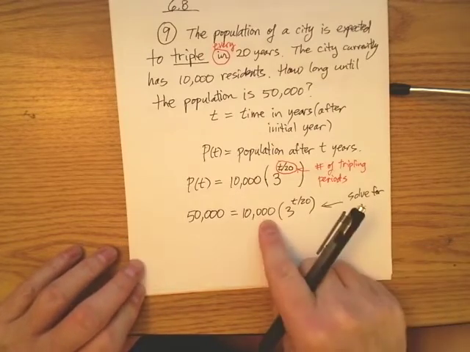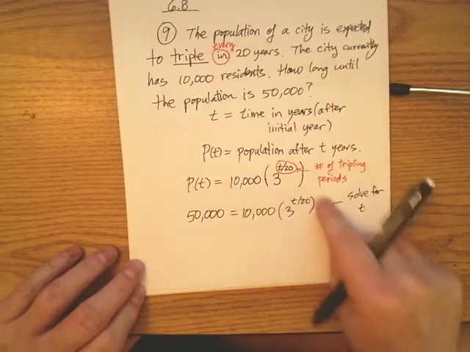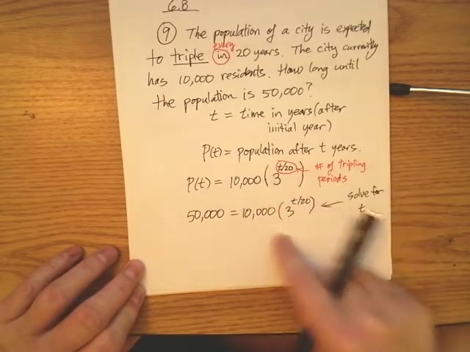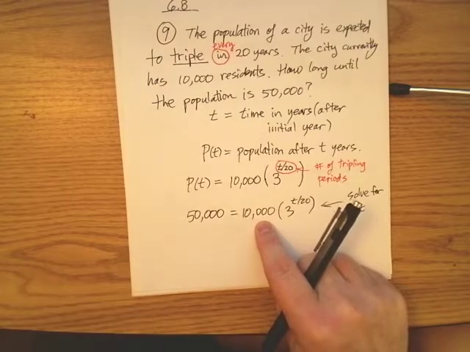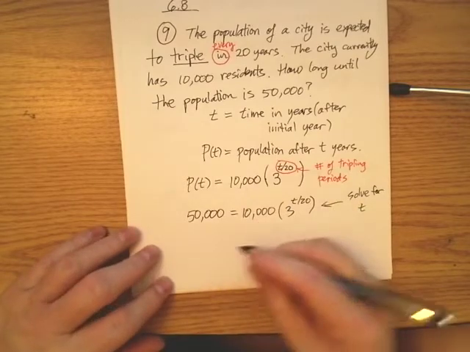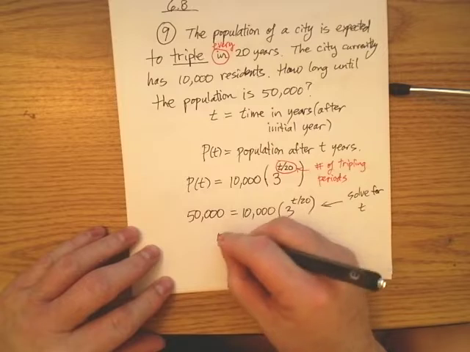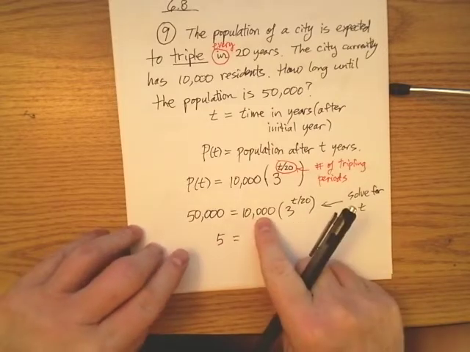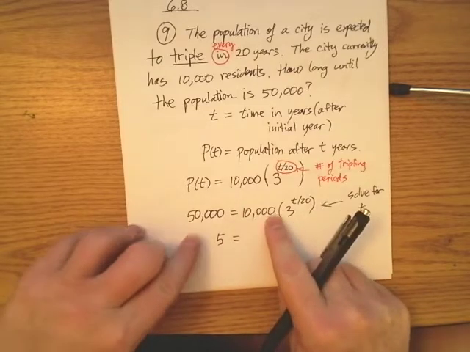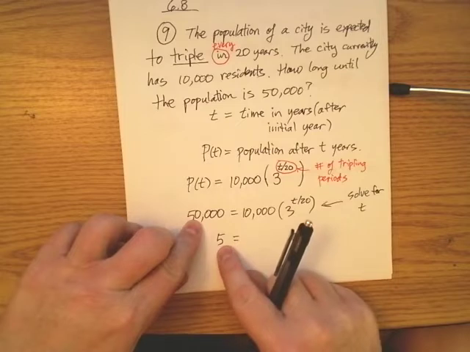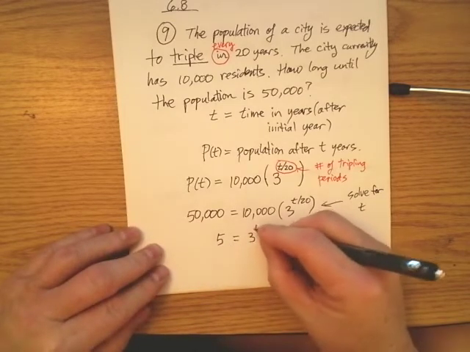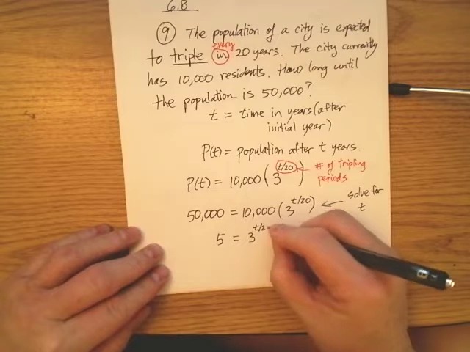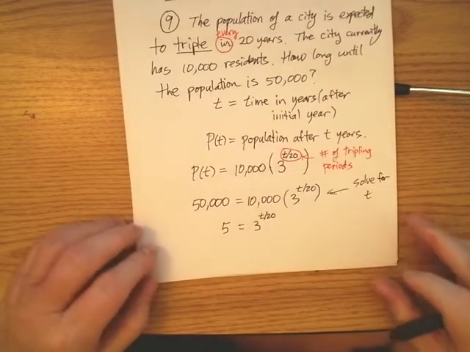Okay? Divide on each side. Here's the thing to do. Isolate the exponential, the pure power function here, by doing the following. Divide on each side by 10,000. I'm running out of room here, so I'm going to do this mentally. If I divide 10,000 on this side, that becomes the factor 1. 10,000 on this side, it becomes what? 5. So I've got 5 equals 3 to the power t divided by 20.